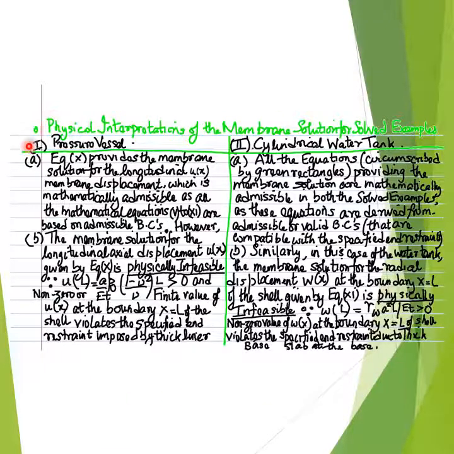for both the practical solved examples. The left-hand side of the table presents the interpretations of the physical meaning of the membrane solution derived thus far for the cylindrical pressure vessel, while the right-hand side of the table presents the interpretations of the physical meaning or the physical significance of the membrane solution obtained for the solved or practical example of the cylindrical water tank.